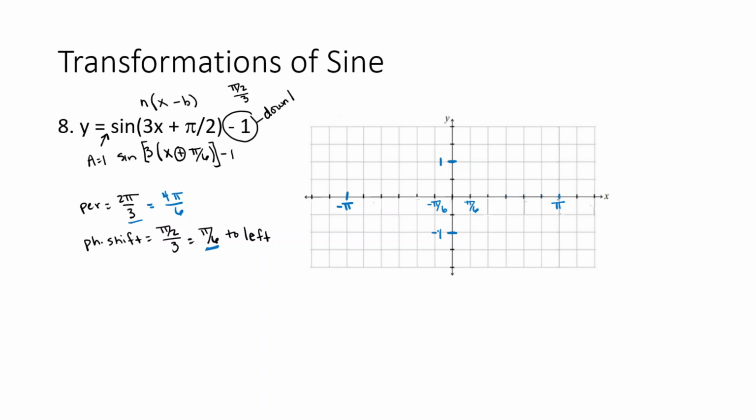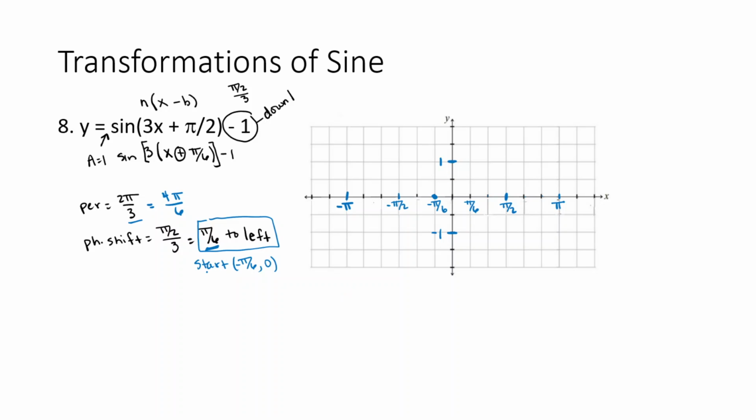So now my grid is labeled. Okay, I can label a couple more. 3 pi 6 would be my pi halves. Okay, but my grid is sufficiently labeled. Now I start by plotting the point at the phase shift. This gives me my start. And sine starts at a 0. So I'm going to plot this point right here.